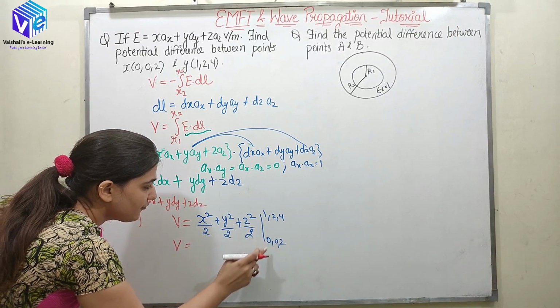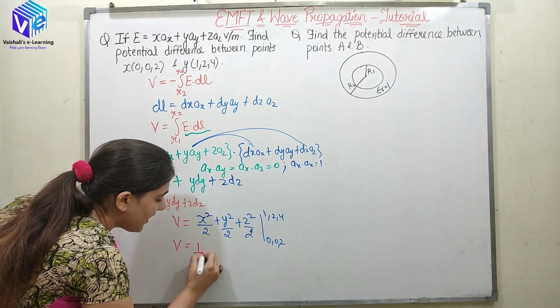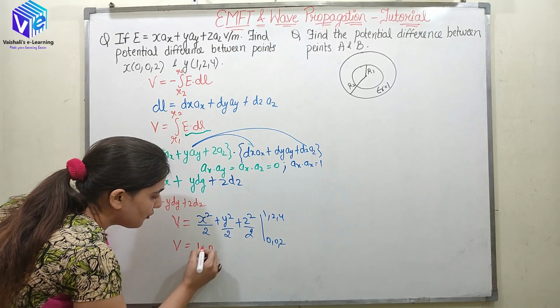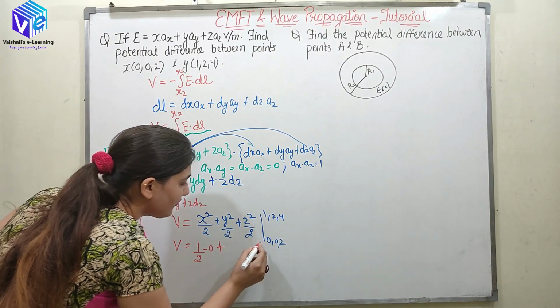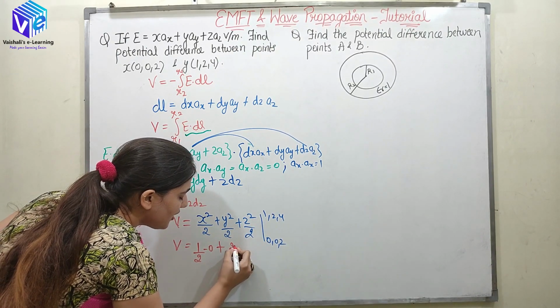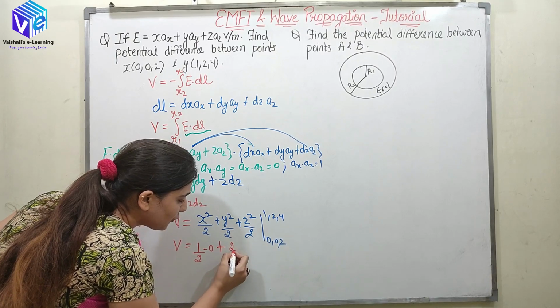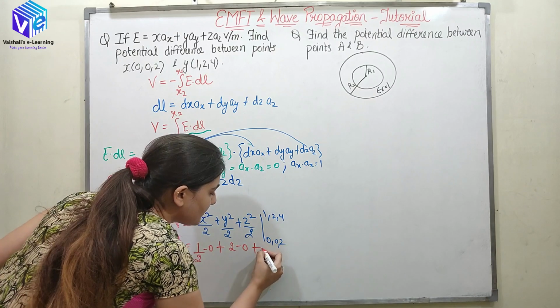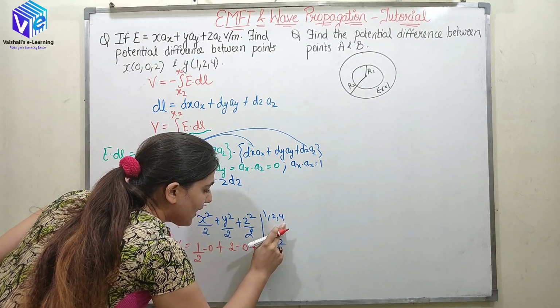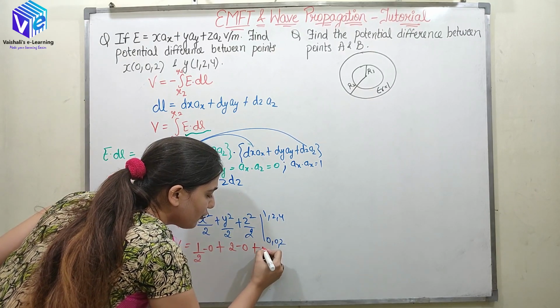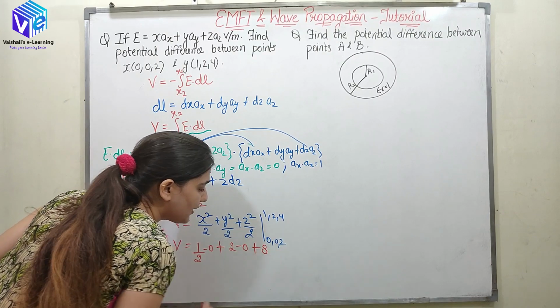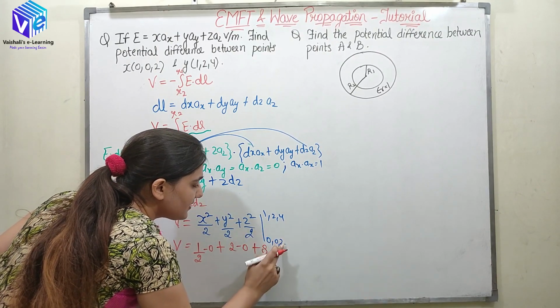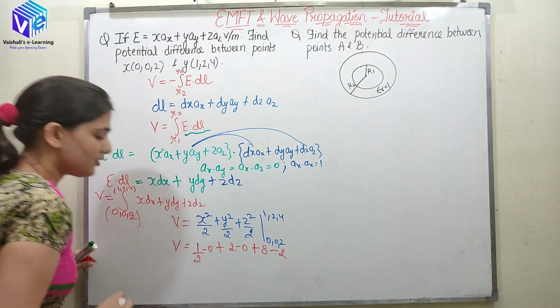x is changing from 0 to 1. So here I'll be having 1 by 2 minus 0, plus y is changing from 0 to 2. So it is 2 square by 2, which is 2, minus 0, plus z square. Z square is 4 square, 4 square by 2. 4 square is 16, 16 by 2 is 8, minus 2 square upon 2, which is 2.